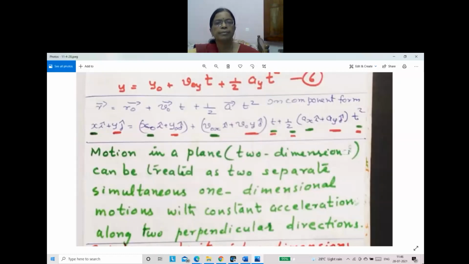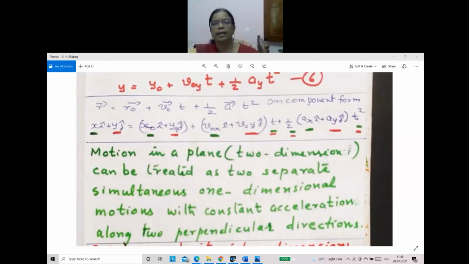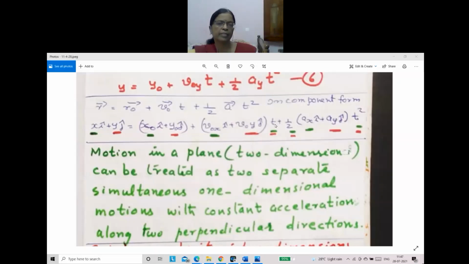Nihal, tell all the x components. Take x equal to... tell the components with x. x0 plus v0x into t plus half ax t square. Very good. Similarly y: y equal to y0 plus v0y into t plus half ay t square.